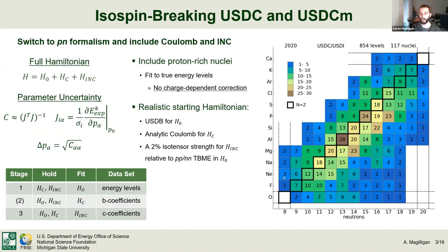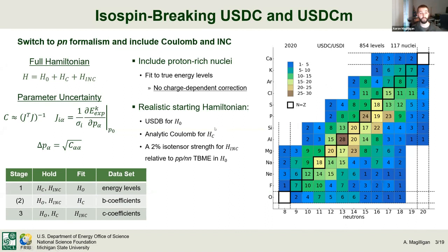Like he said, the biggest change here is that we are now including all of these proton-rich nuclei, and that change comes from the fact that we've switched to a proton-neutron formalism and are going to include the Coulomb and isospin breaking interactions directly. Because of this, in the past, the USD interactions had a charge-dependent correction added to the ground state binding energies, and we don't have to do that for this interaction. Additionally, we've added in parameter uncertainty tracking, just using the standard covariance matrix method to extract fitting parameter uncertainties.